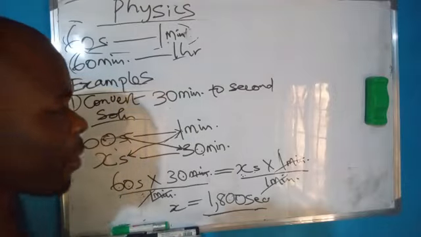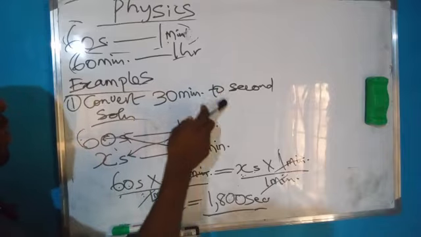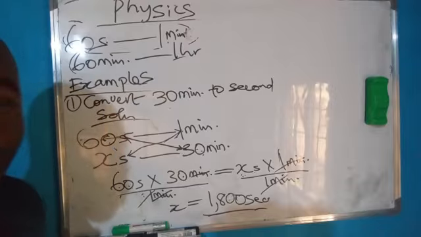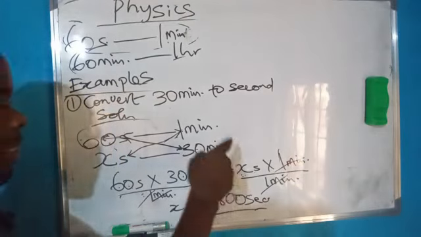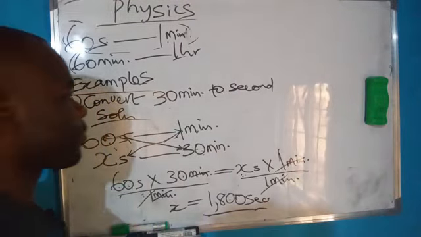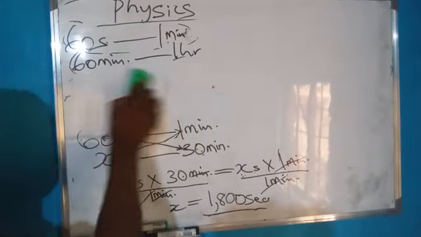Is that clear now? So in converting this 30 minutes to seconds, 30 minutes is equal to 1,800 seconds. That is your answer. Okay, let's go. Let's go.